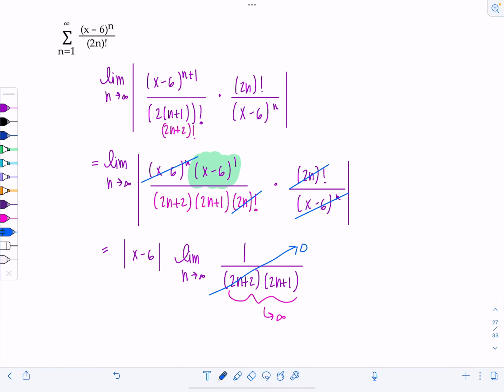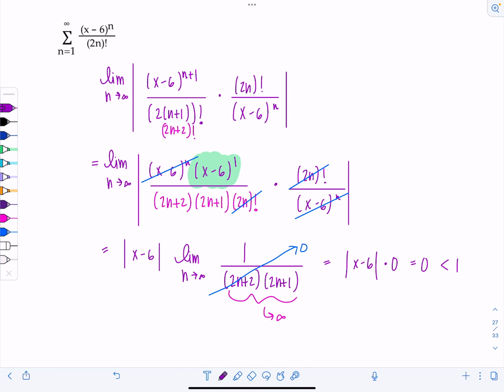So what does that mean? I'm left with the absolute value of x - 6 times 0, which is 0. And I just did the ratio test, guys. All I care is that this limit is less than 1, and 0 is always less than 1, no matter what I plug in for x. So that tells me the radius of convergence is infinity.